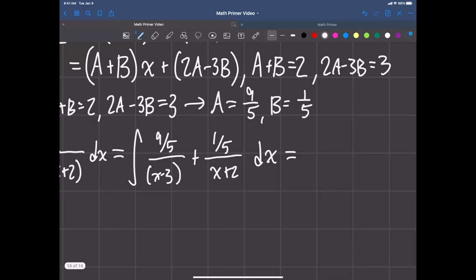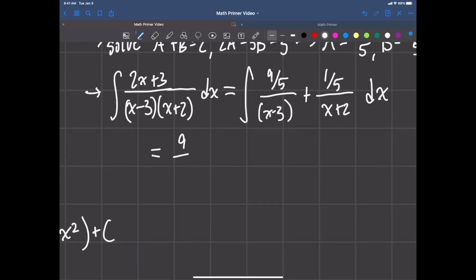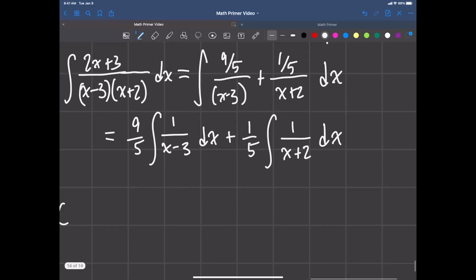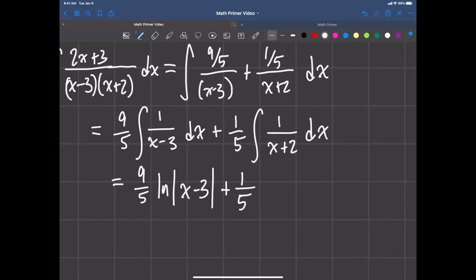And now we can factor out the constants. And we can separate out each function. This becomes 9 over 5 ln of x minus 3, this is another integration rule that I showed earlier, plus 1 over 5 times ln of x plus 2, and don't forget the constant c.